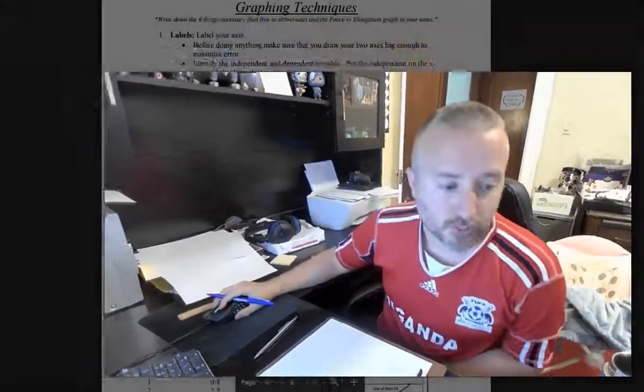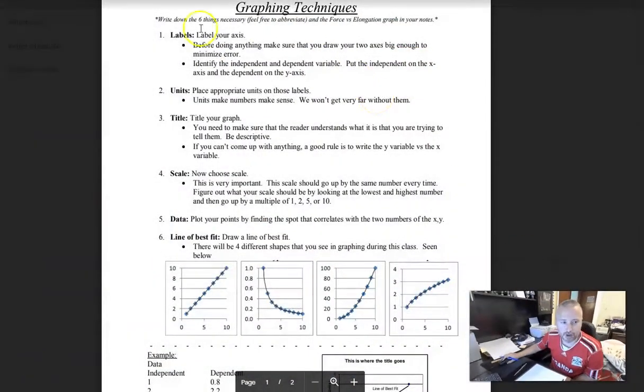Okay, so the first thing it says that needs to go on your graph is labels. These are the things that you are measuring in a lab. There are two general terms that we typically use for the variables, or the things you're measuring in the lab. A variable is anything that can change. So things like time, mass, weight, volume, velocity, things I said earlier. All of those would be examples of variables.